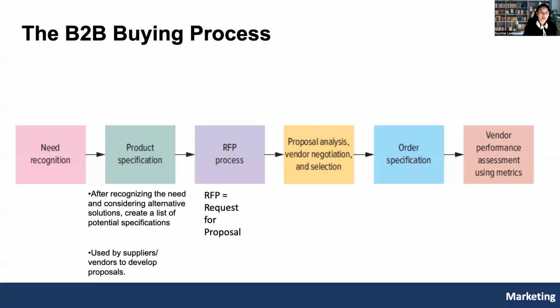In this context, after recognizing the need and considering the alternative solutions, the university wrote a list of potential specifications that vendors might use to develop their proposals. Then they initiate the RFP, which is the request for proposal. This is a common process through which organizations invite alternative vendors or suppliers to bid on supplying their required components or specifications.